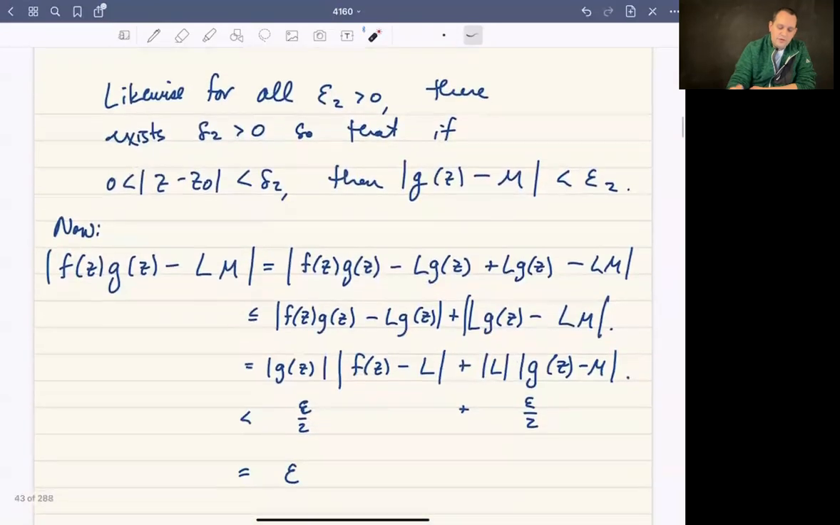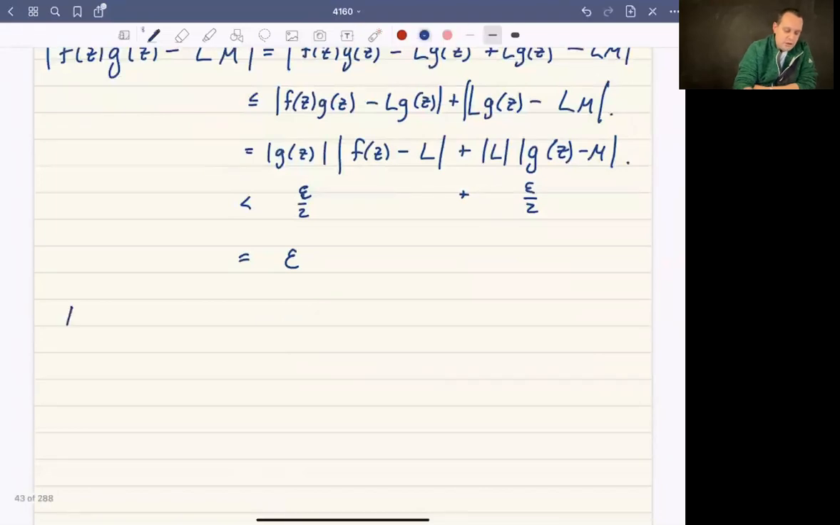So what I want to do is look at the modulus of g, and I want you to notice that based on this inequality, g is going to be bounded. One of the consequences of having a limit is that the function has to be bounded. It has to be bounded on some open neighborhood of our accumulation point z naught. And g of z is going to be between the modulus of m plus epsilon 2 and the modulus of m minus epsilon 2. But in particular, it's bounded.